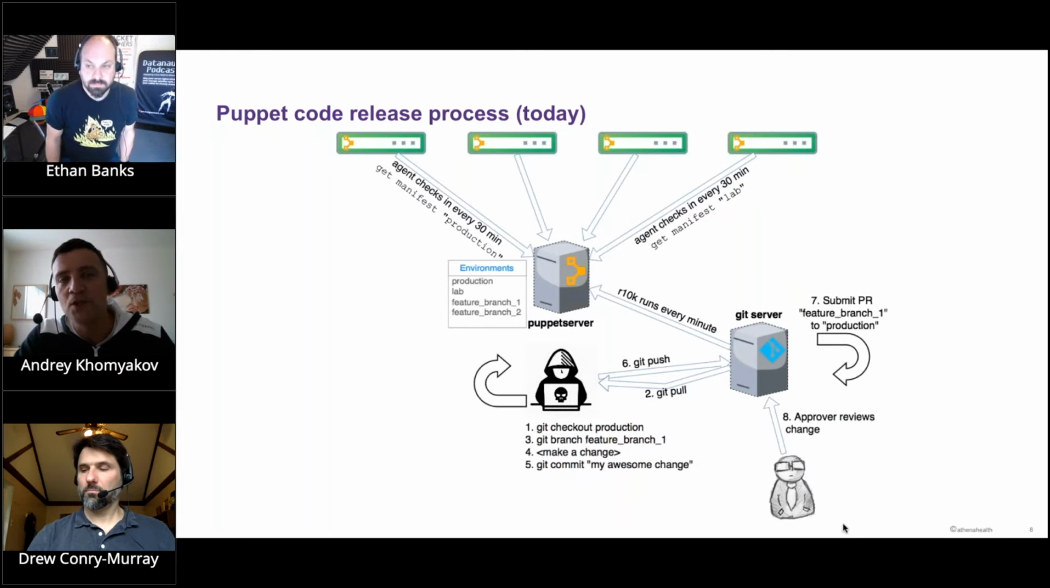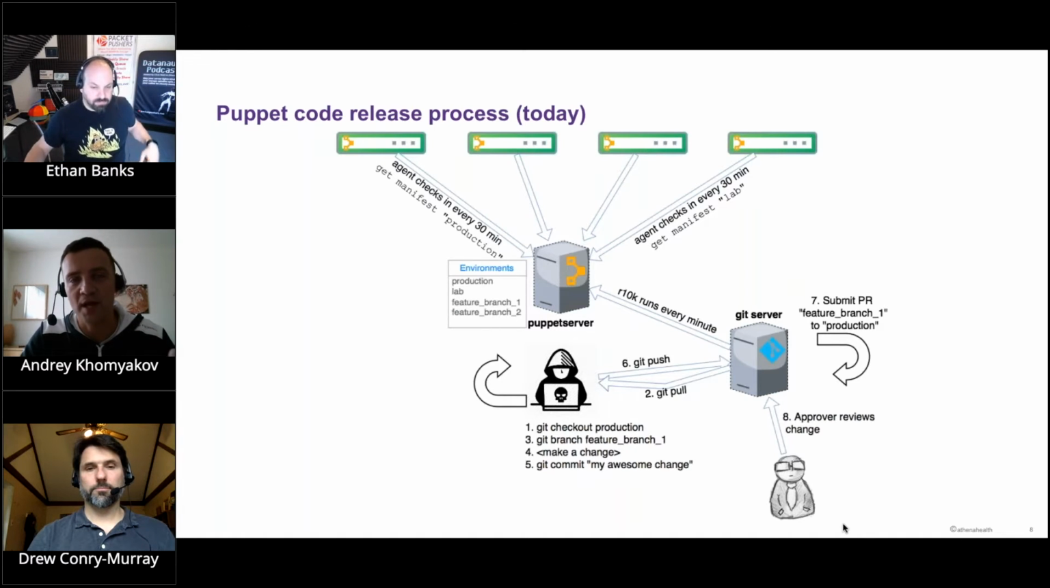After your colleague reviews and approves the pull request, you can merge it into the production branch. And then the new version of code gets delivered to the Puppet server. And then as agents check in, they download the changes.